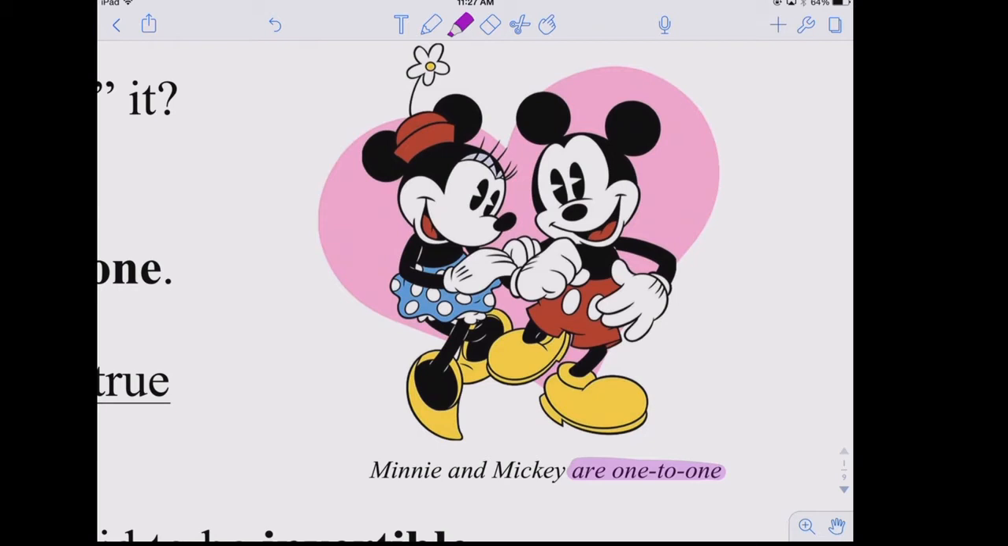Do y'all know who Goofy's 1-to-1 partner is? Clarabelle the cow. So you got Goofy the dog, faithful to Clarabelle the cow. Donald and Daisy, excuse me.